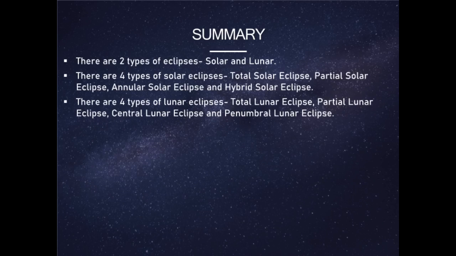There are two types of eclipses. They are solar eclipses and lunar eclipses. There are 4 types of solar eclipses. They are total solar eclipse, partial solar eclipse, annular solar eclipse, and hybrid solar eclipse. There are 4 types of lunar eclipses. They are total lunar eclipse, partial lunar eclipse, central lunar eclipse, and penumbral lunar eclipse.